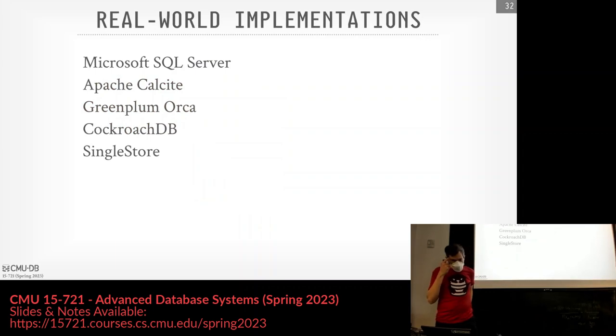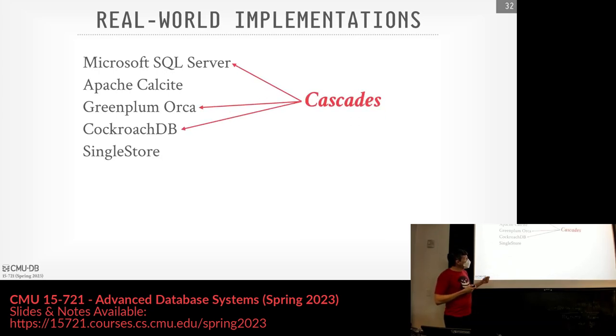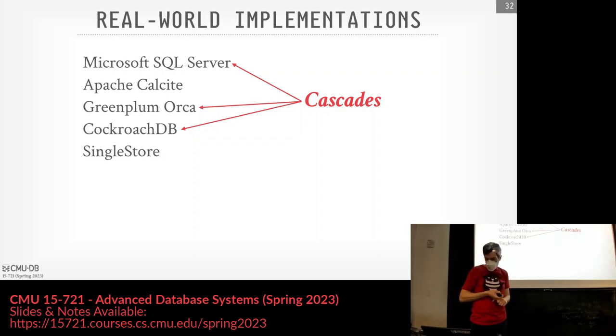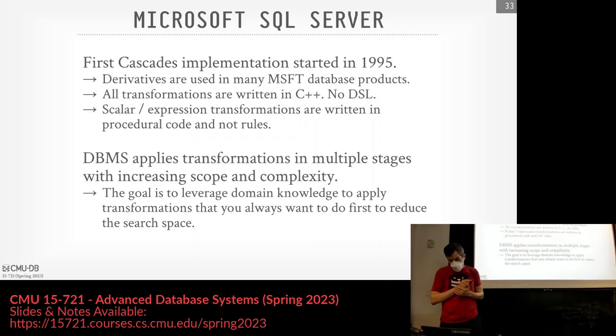All right, so I want to go through these five real-world implementations in more detail, roughly what they're doing. As far as I can tell, these are the ones that are using Cascades. Calcite is questionable. SingleStore is going to be bottom-up. Again, I'm just going to go through at a high level what each of them is doing. The SQL Server one is probably the most interesting.